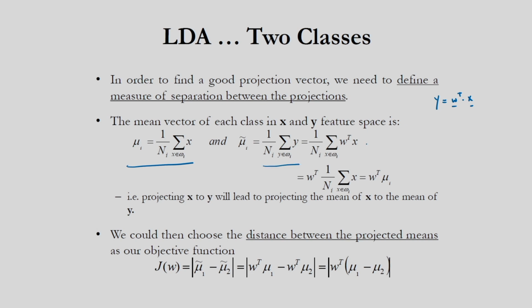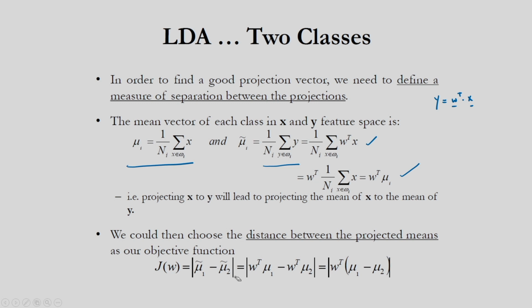It will be something like this: 1 by ni summation x. So mu i tilde I can also determine. You can see it is 1 by ni summation W transpose x, and after this you just do this mathematics. So I can determine the mean of the projected data.